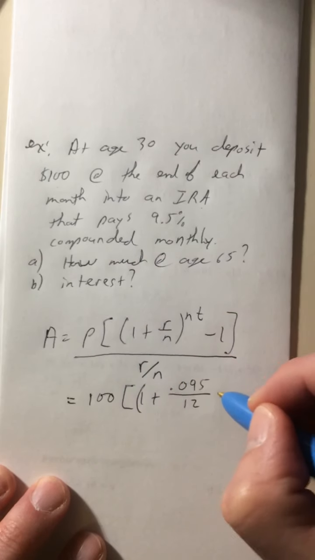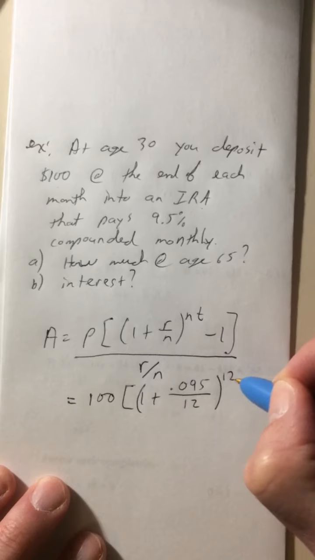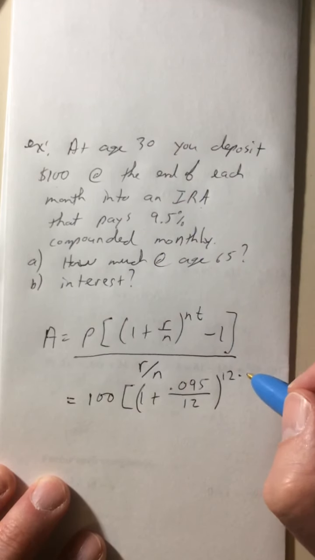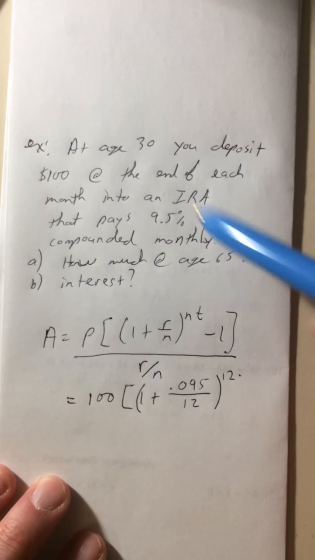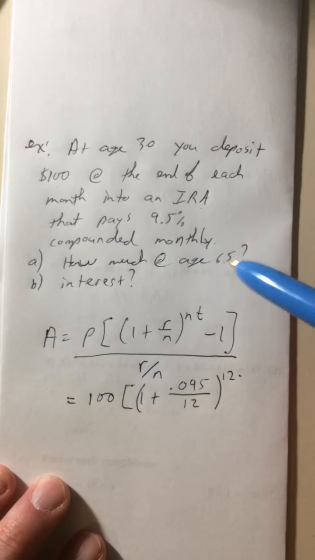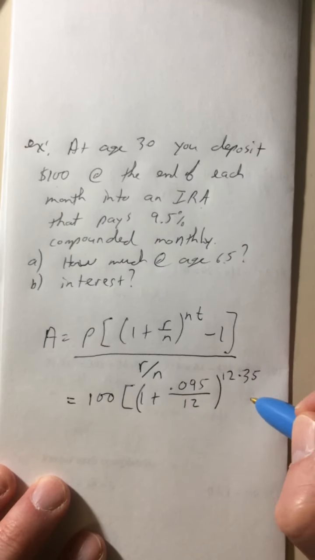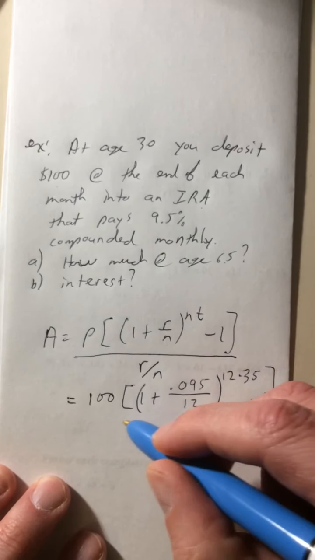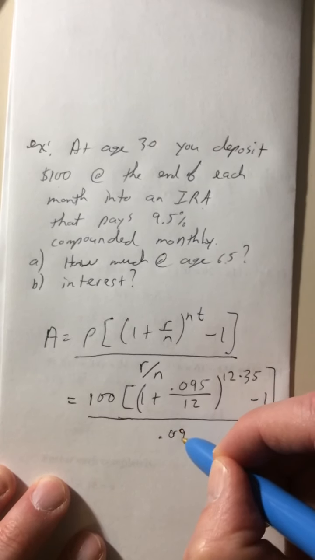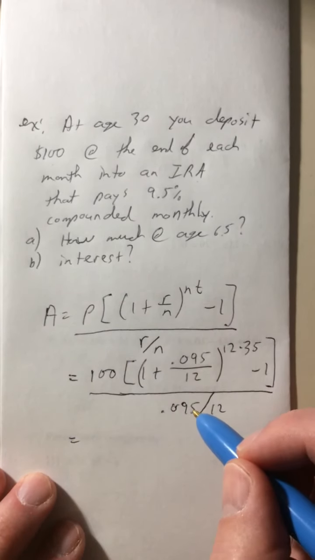Oops, I forgot my parentheses. To the NT, so N is 12. NT is the number of years, which is 30 years. Oh, no, hold on. We got 30 years when we started, but we're going to age 65, so that's obviously going to be 35 years. We'll subtract 1, and we'll divide by 0.095 divided by 12. So just grinding right through here.